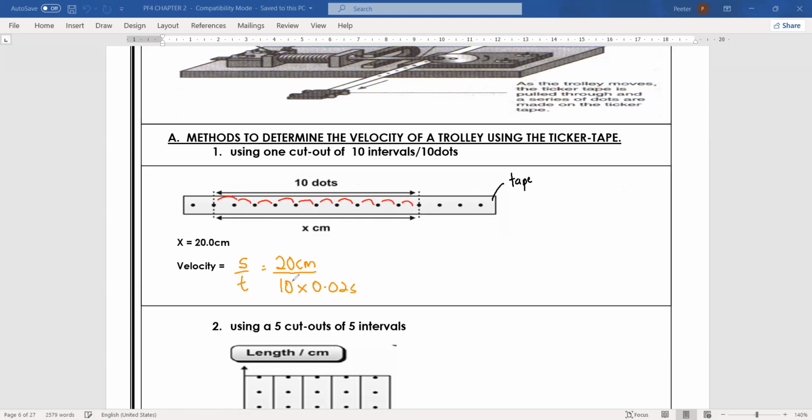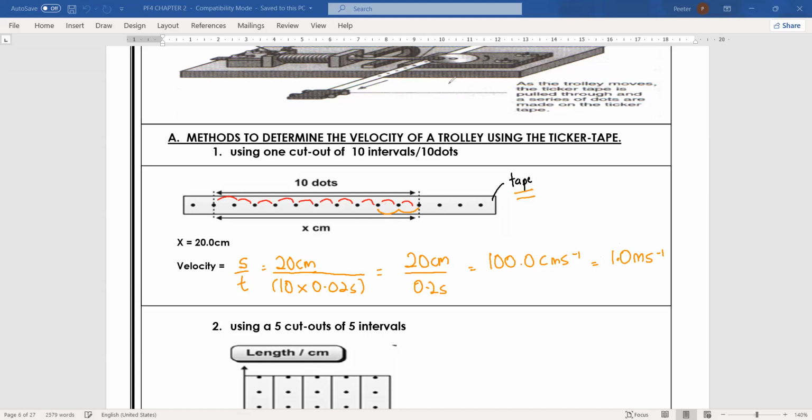0.02 seconds. Why? Because each interval from here to here is 0.02 seconds, here to here also 0.02 seconds. So you end up getting 20 centimeters over 0.2 seconds. So you will get 100 centimeters per second, or you can rewrite it as 1 meter per second. All right. So we are using the ticker tape.